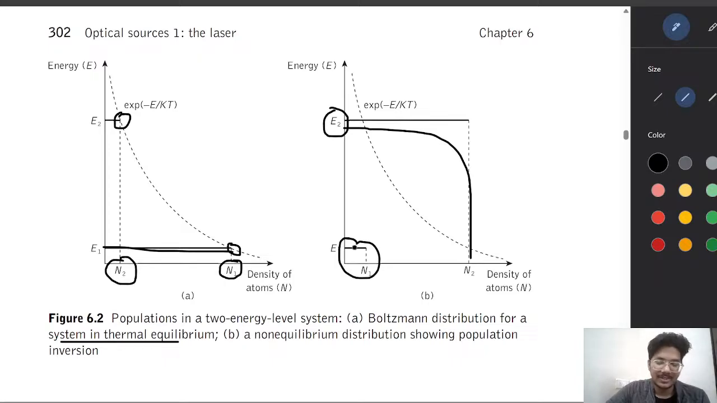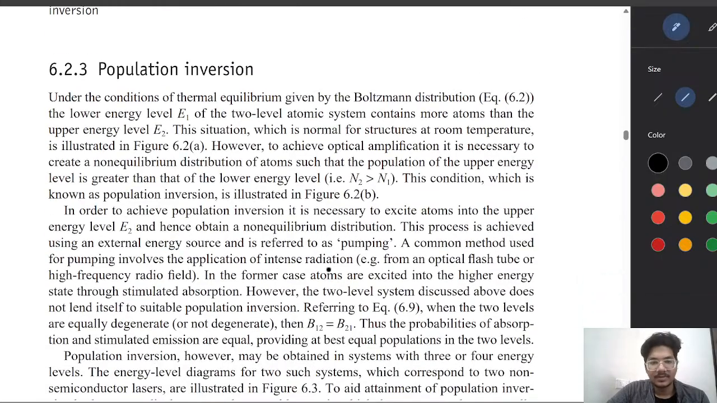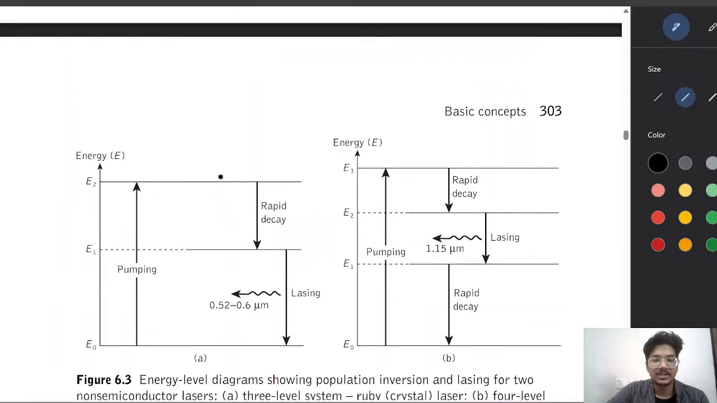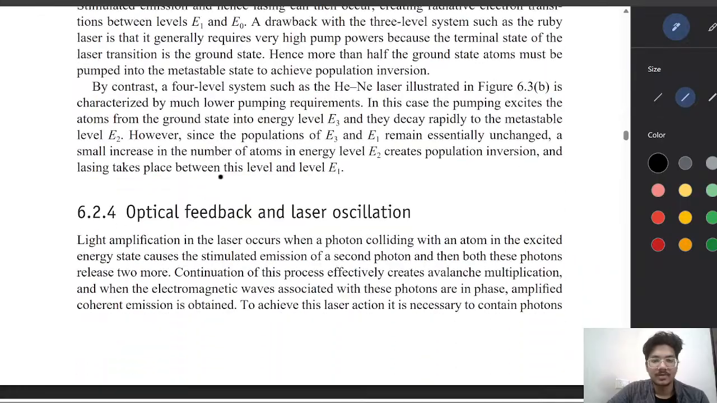So in one sentence: Einstein showed that absorption, spontaneous and stimulated emission are mathematically linked, and at normal temperature spontaneous emission dominates. To get laser action we must create a non-thermal condition where the upper level population exceeds the lower, called a population inversion. Okay, so that covers the population inversion topic.